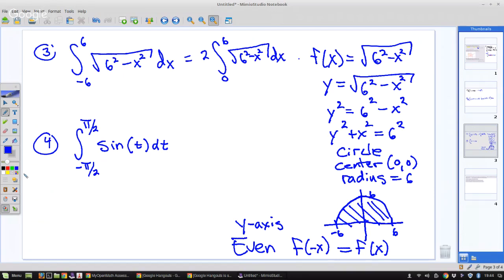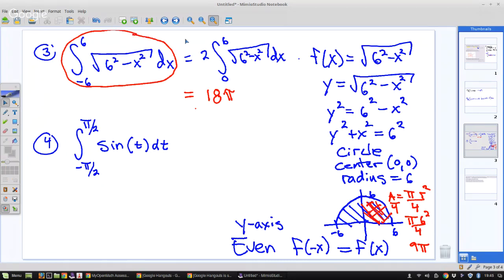So right here, I'm now considering just this quarter circle. And normally, the area of a circle is pi times the radius squared. I want a quarter of that. So I do pi times 6 squared over 4, which is 36 over 4, 9 pi for the area of that quarter circle. So here then I'm going to have twice 9 pi, or 18 pi, would be the result of this original integral. So knowing something's an even function can be nice.